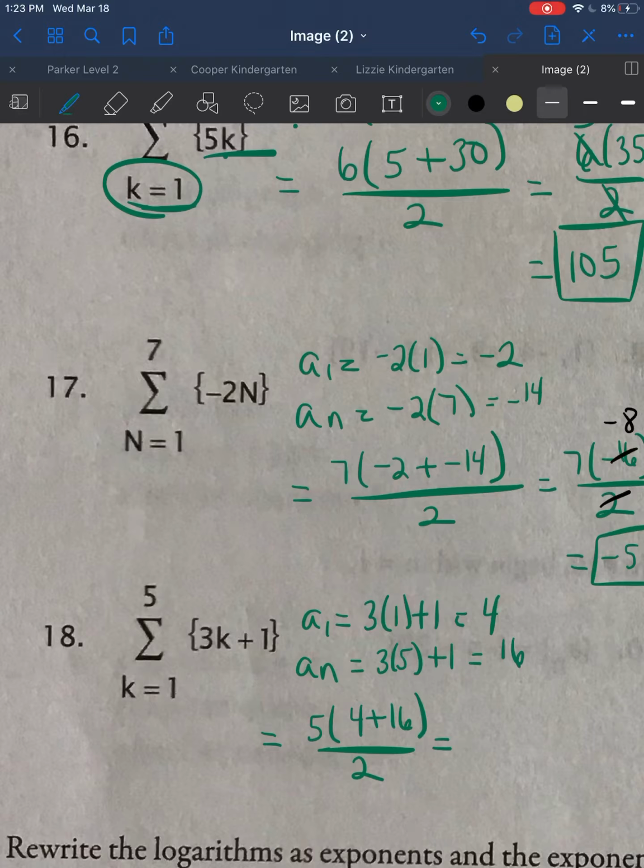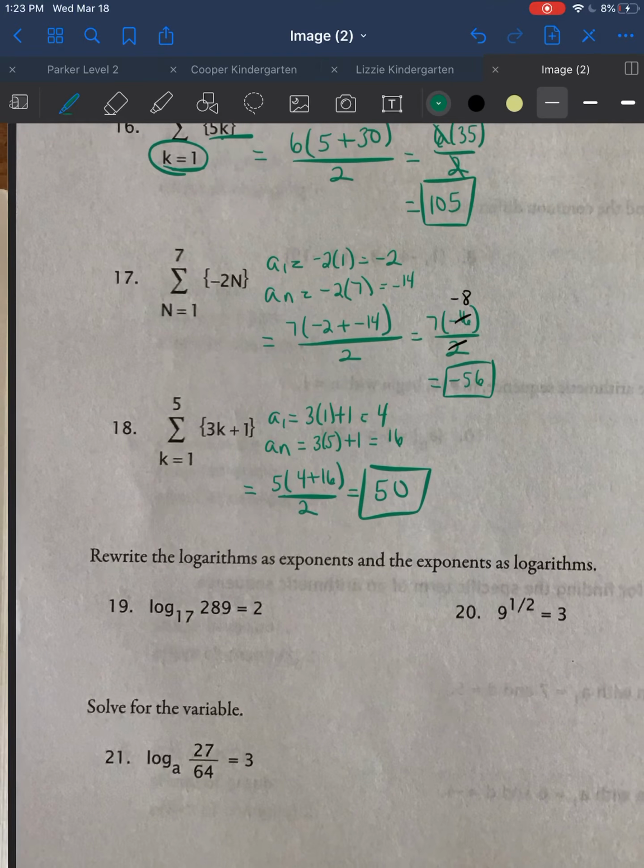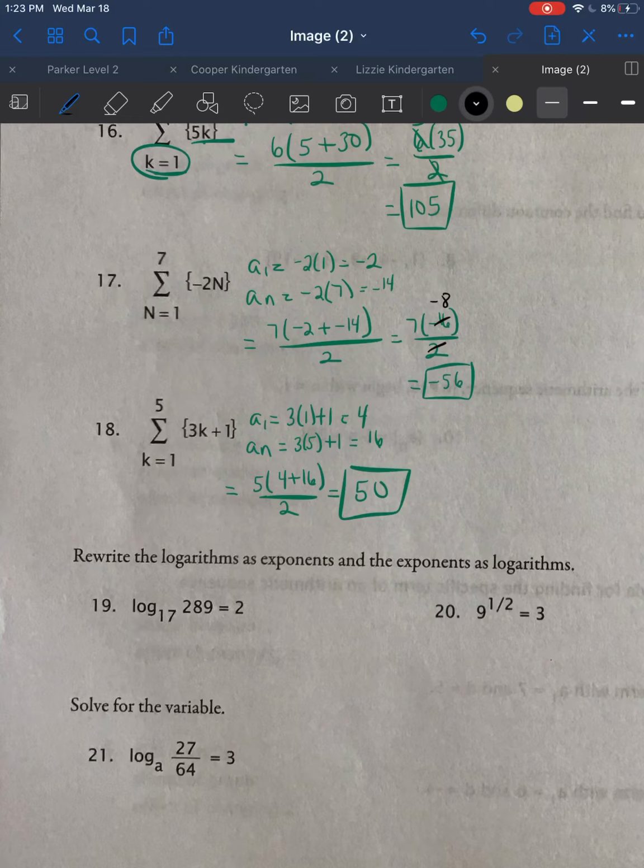20 divided by 2 is 10. 10 times 5 is 50, or you could have done 20 times 5 is 100 divided by 2 is 50. Whatever makes your brain happy. Huzzah! Then we go back to these wonderful review of happy little logarithms. Let's get a happy purple color.